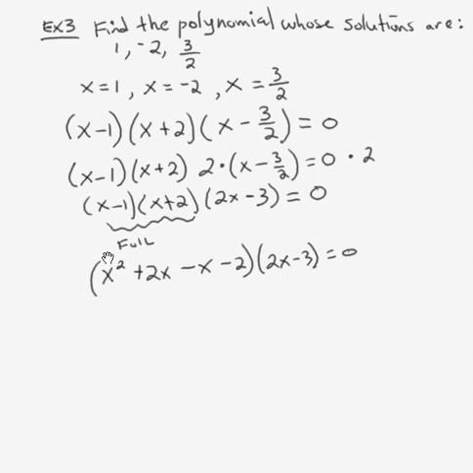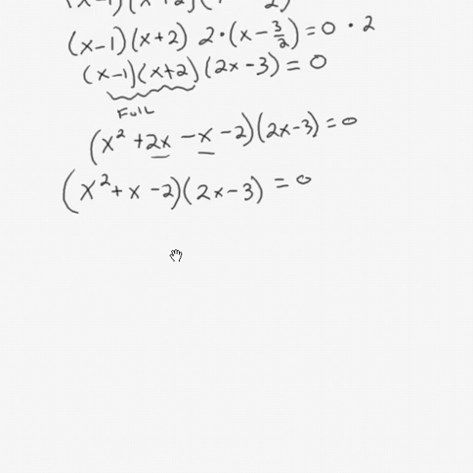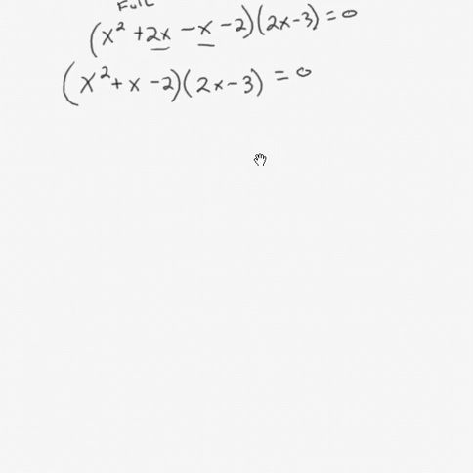X times x is x squared. Outside is positive 2x. Inside is negative 1x. Last is negative 2. Let's simplify that because 2x minus x is positive 1x. And now we're back to chapter 4, where we learned in the beginning of the chapter how to multiply a trinomial times a binomial, which we described as essentially double the distributive property.